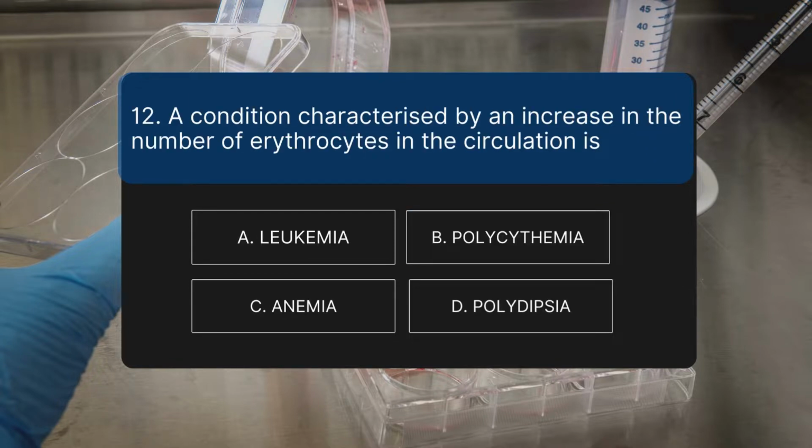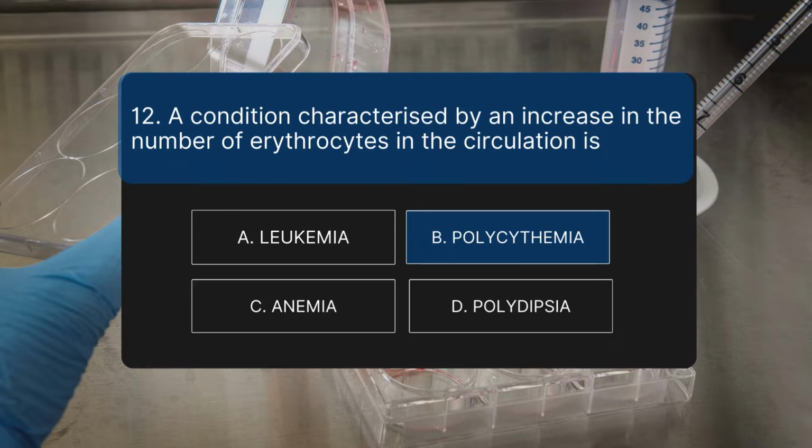Moving to next question. A condition characterized by an increase in the number of erythrocytes in the circulation is, options A leukemia, B polycythemia, option C anemia, and option D polydipsia. And the correct answer is option B, polycythemia, also called erythrocytosis. It is a condition in which the red blood cells are more in number than they should actually be.